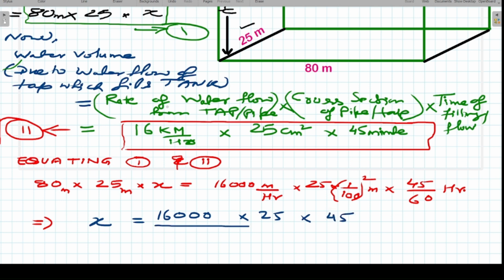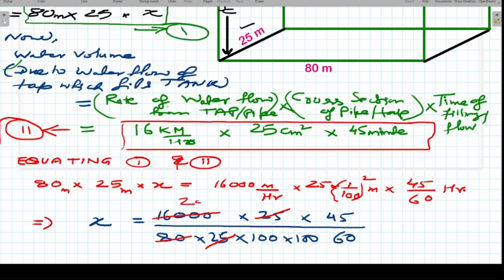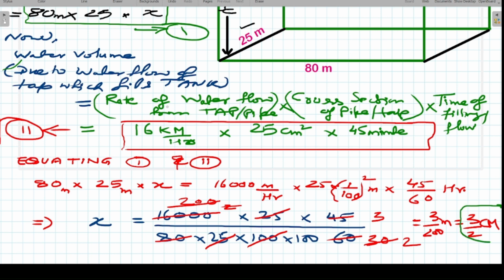Now just equate as we discussed. So the value of x is calculated over here. We just do the cancellations. The 25 cancels out. 80 into 200 equal to 16,000, and similarly 100 twice, 100 into 2 equal to 200, and 15 threes are 45, and 15 twos are 30. So we are getting 3 by 2 centimeter as the value of x. So this is the height of water level which rises when the tap flows for 45 minutes at the given speed.